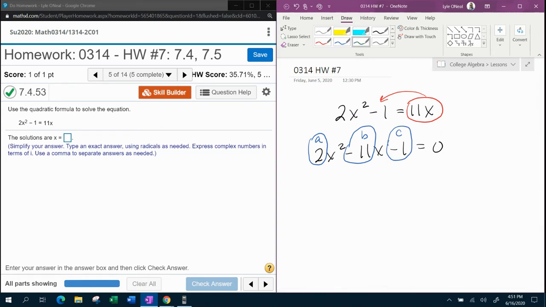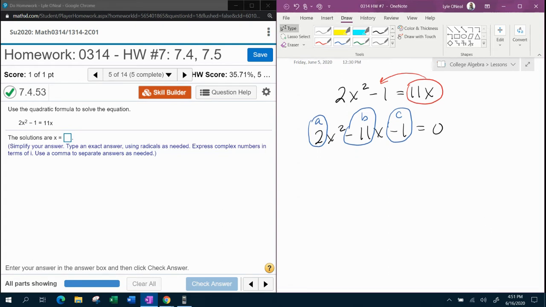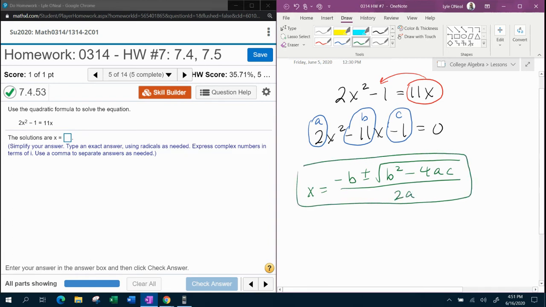And now all we need to know is the quadratic formula, which I am going to give to you in song. Here we go. X is equal to negative b plus or minus the square root of b squared minus 4ac all over 2a. And there's the quadratic formula in song.